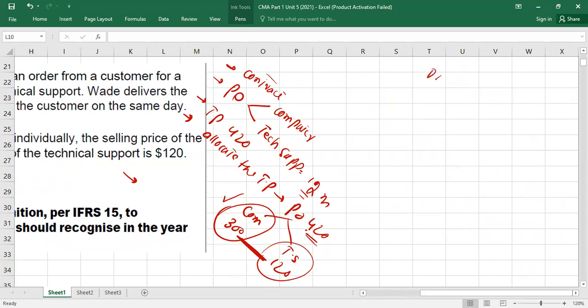So we will debit cash because we received cash of $420, right? And we will credit the revenue. What will we credit? Revenue up to the performance obligation which is satisfied. And which is satisfied? The computer is delivered. So it means we can book the revenue for the computer, which is $300. And what about the $120 for technical support?